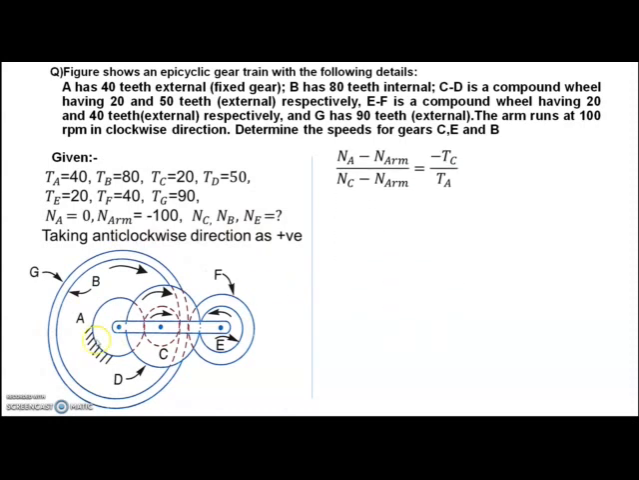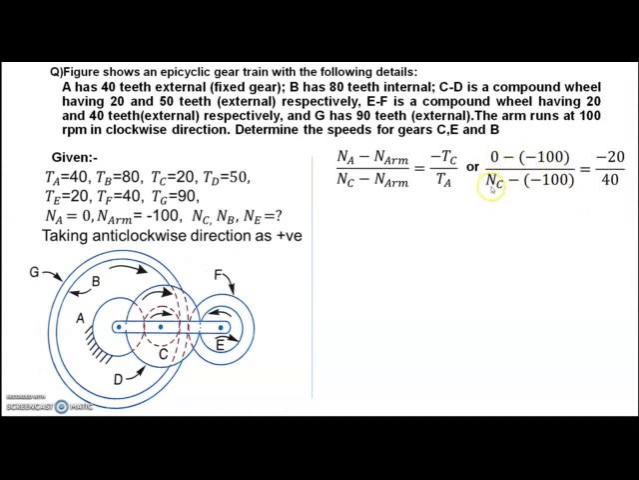So to find out, A and C is direct meshing here. So we can write the equation (NA minus NR) divided by (NC minus NR) is equal to minus TC by TA. Why minus? Because A and C is direct meshing, so it will rotate in reverse direction. So putting this value, we will find NC. See, NA is 0, NR is minus 100 because we have taken anti-clockwise direction positive, so it is given clockwise, so it is minus 100.